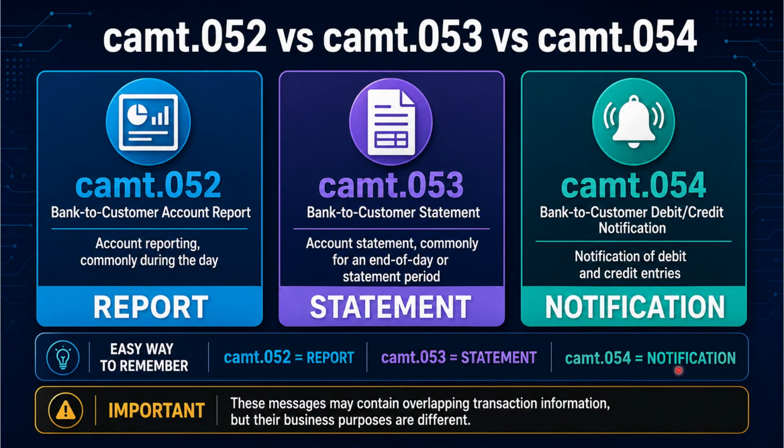The easy way to remember them is: camt.052 equals report. camt.053 equals statement. camt.054 equals notification. These messages may contain overlapping transaction information, but their business purposes are different.